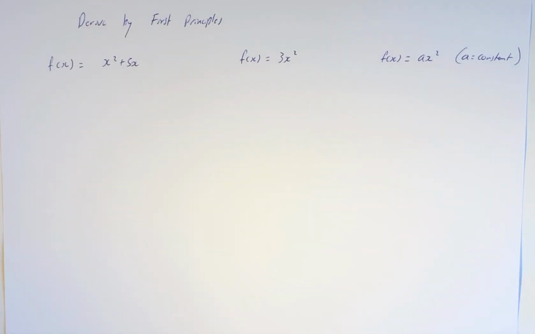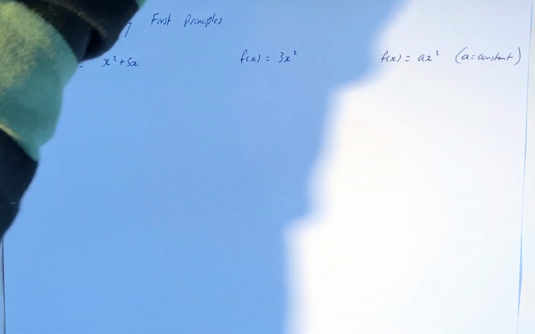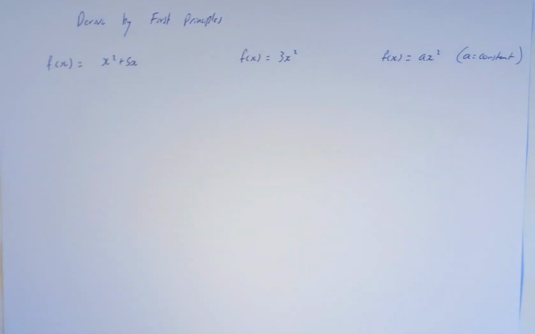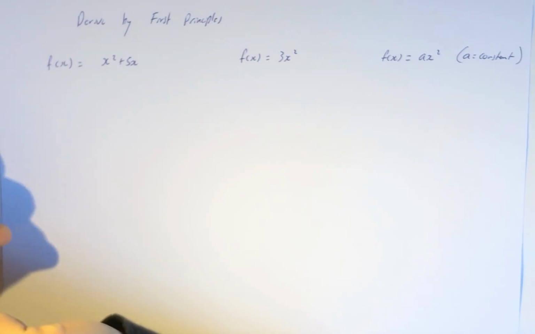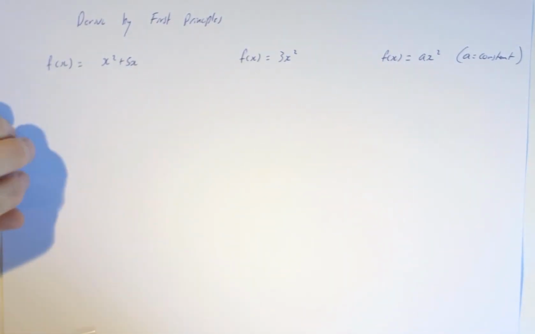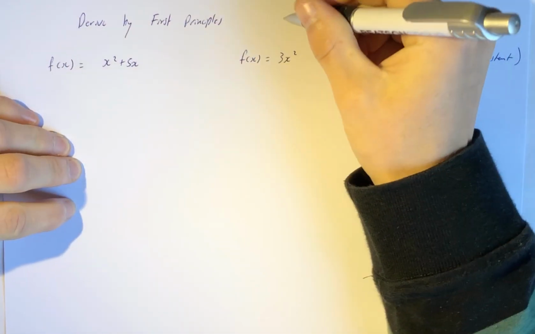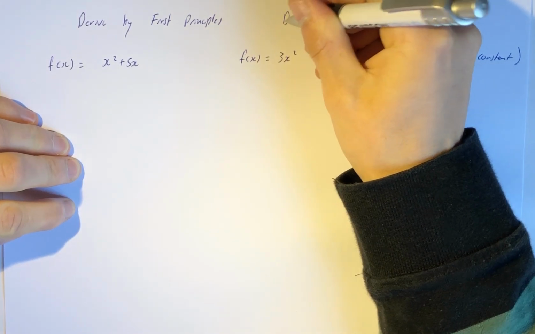Okay, I'm going to go through derivative differentiation by first principles. This is how deriving functions was first proved. So what does the derivative mean exactly?